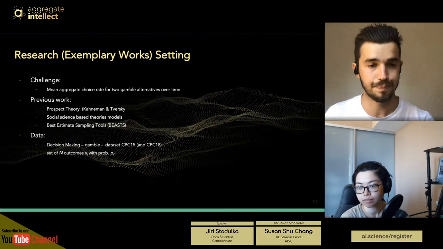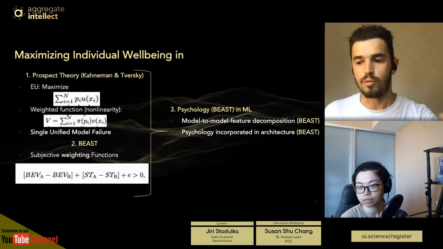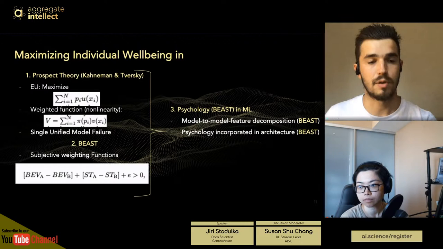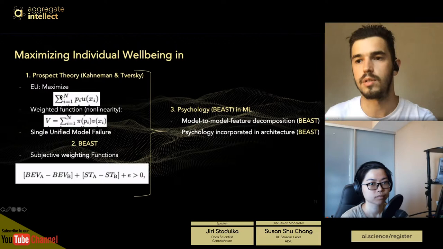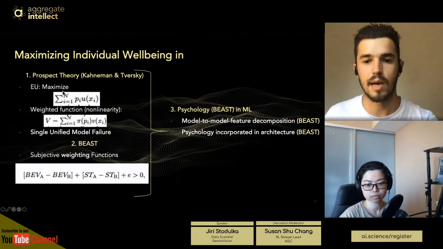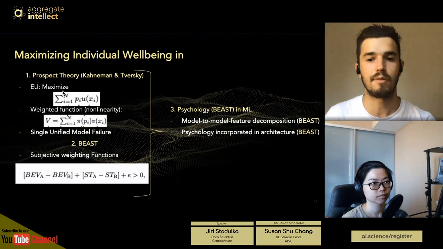I told you about the rational choice theory, which utilizes expected utility, which is the foundation of economics. But it doesn't work. Humans are biased machines. They weigh many more factors than only their expected utility. So that's why you can see the maximize utility function here in the first equation. And that's why Daniel Kahneman came with prospect theory, which is a weighted function that accounts for the non-linear transforms of the outcome probabilities.